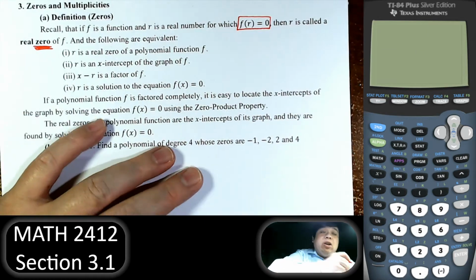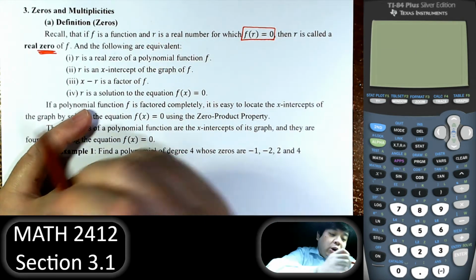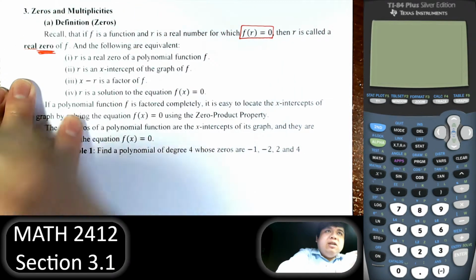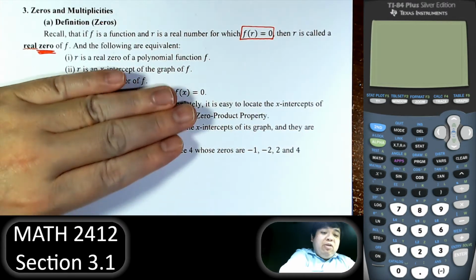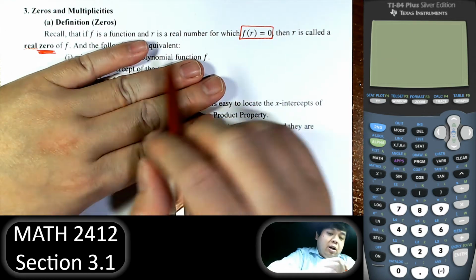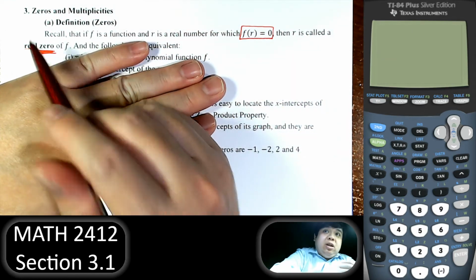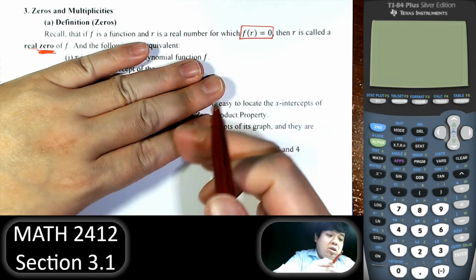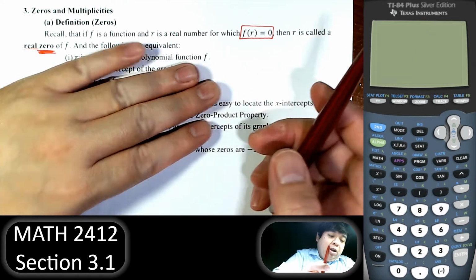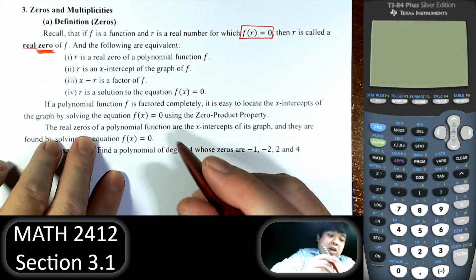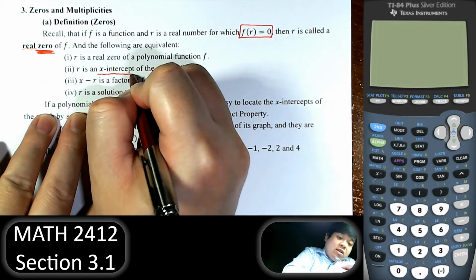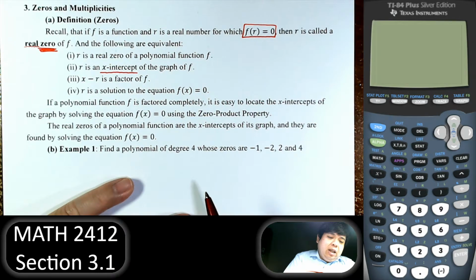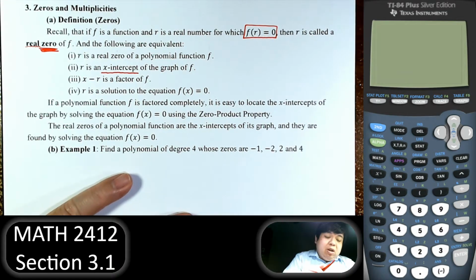However, if it is real, then we will have the x-intercept. That's the only difference. The definition of zero doesn't apply only to real numbers. It applies to complex numbers as well, not just real numbers. But we put the real numbers here so we can have the x-intercept, because the x-intercept must be a real number.